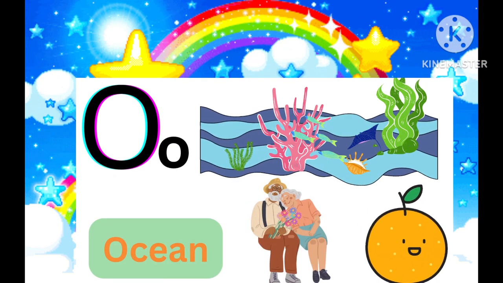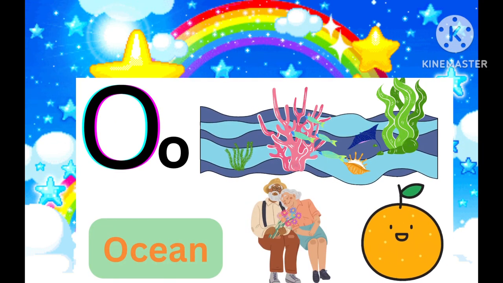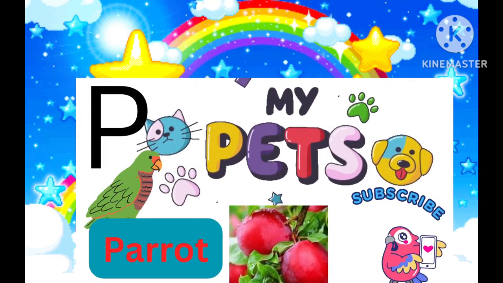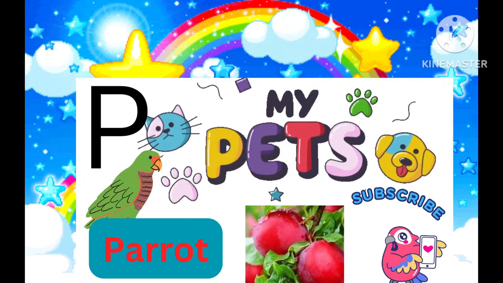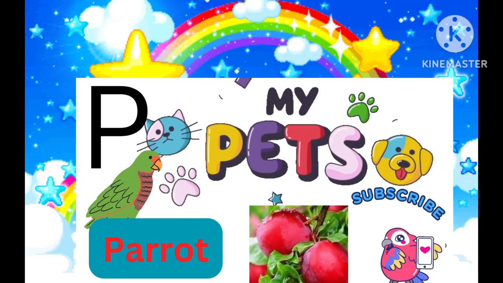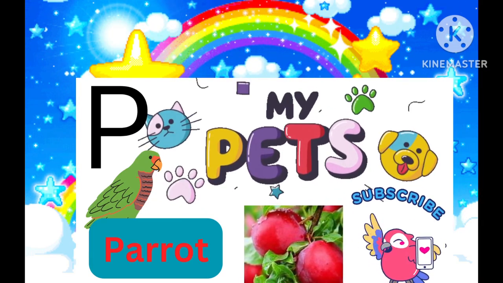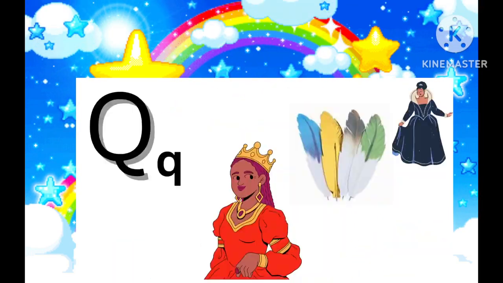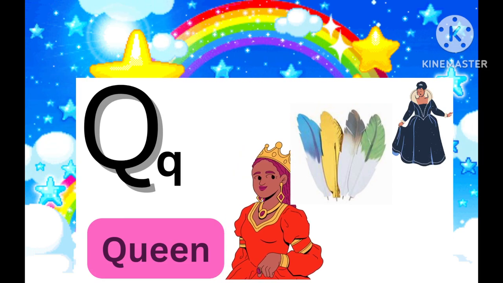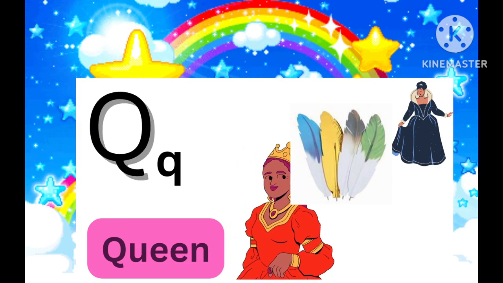O for ocean, O for ore, O, O, O. P for plum, P for parrot, P, P, P. Q for queen and Q for quail, Q, Q, Q.